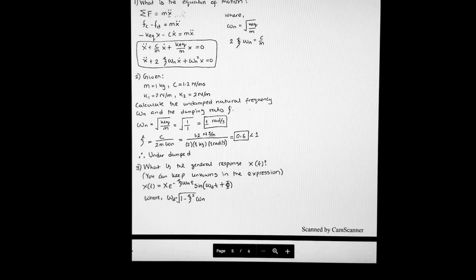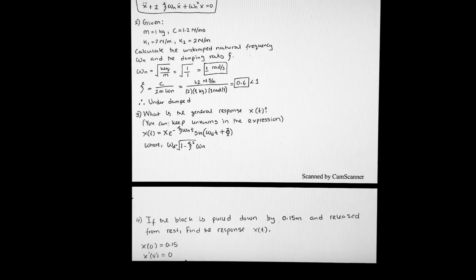And then for number 2, we're told to calculate the undamped natural frequency, omega n, and the damping ratio, which is the symbol zeta. So we did the same thing, omega n, the known general equation, which equals 1 radian per second. And then the damping ratio, we did the C over M over here, but simplified what the damping ratio is. Basically simplify this whole formula right here, and we plug in all our knowns and we get 0.6, which is less than 1, and so the system is underdamped.